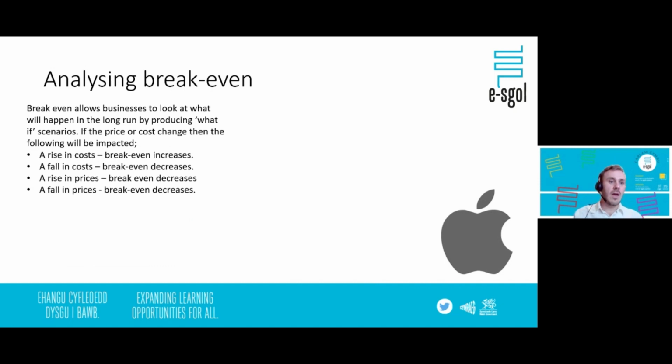Then if we go on a little bit further and analyze this break-even analysis, what are we using it for? It allows us to look at what will happen in the long run, and we're producing something called what if scenarios. If the price or cost of something changes, it's going to be impacted. This is a nice little table to represent that. A rising cost would mean the break-even point increases. A falling cost means the break-even point decreases. A rise in prices means the break-even decreases. And a fall in prices would make the break-even increase.